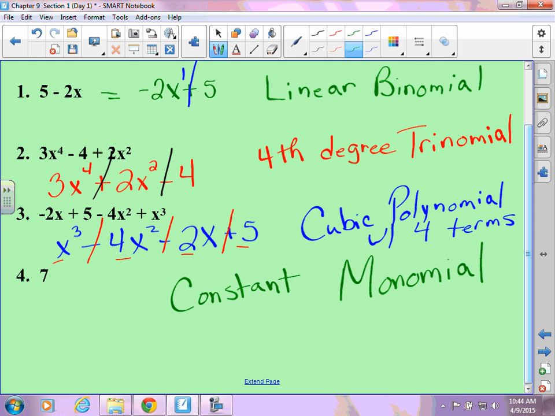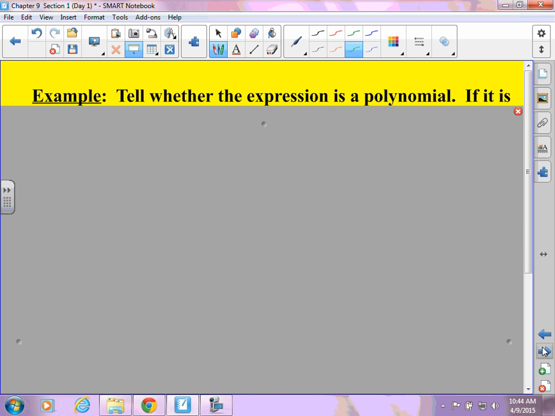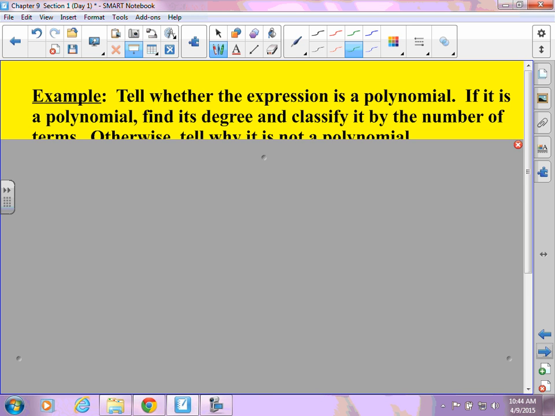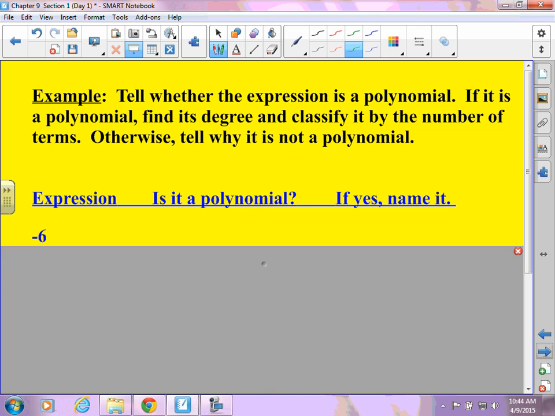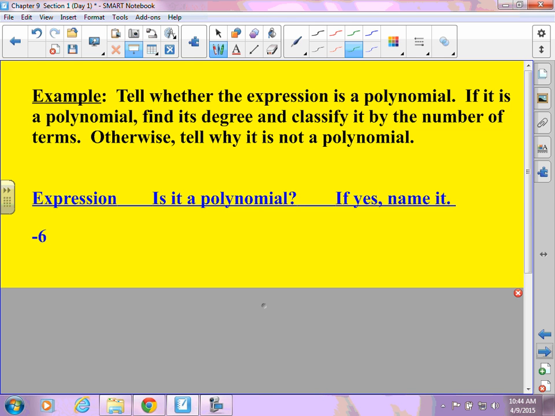So let's take a look at this first one. I'm going to tell you right now it is, and you're going to go, oh, but how do I know? You're going to find out in a minute. So we're going to say yes, this is a polynomial. Okay, what's the first name? It's going to be a constant because it's a number. How many terms? So we call it a monomial. Bless you. Okay, constant monomial. If it's a number, it's always a constant monomial.